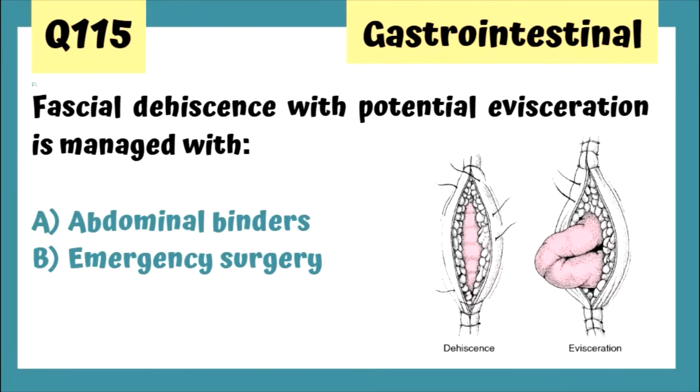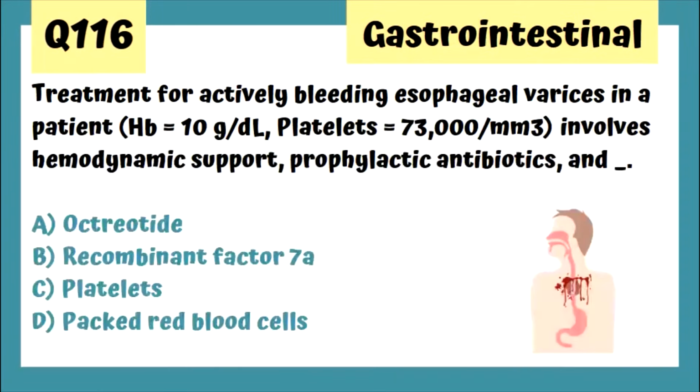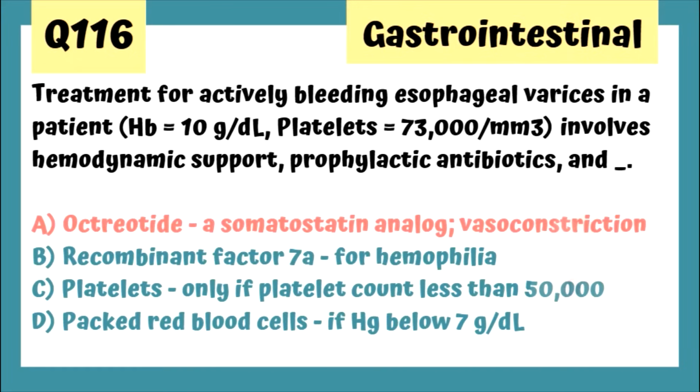Question 115. Fascial dehiscence with potential evisceration is managed with emergency surgery because we have to be worried about herniation and strangulation. In 116. Treatment for actively bleeding esophageal varices involves hemodynamic support, prophylactic antibiotics, and we want to give octreotide. Octreotide is a somatostatin analog. It leads to vasoconstriction, so it stops the bleeding, as opposed to these other things.